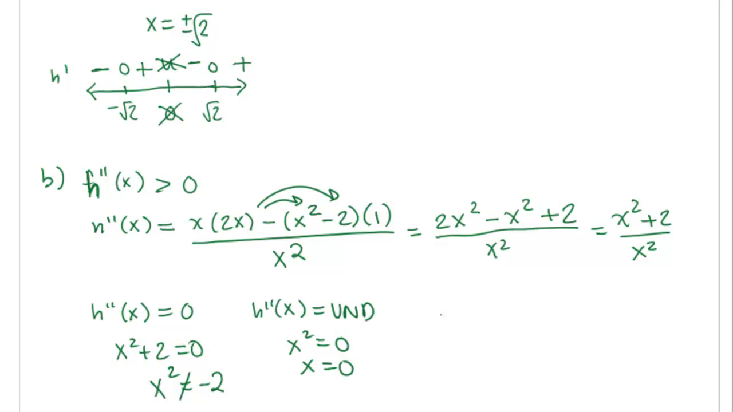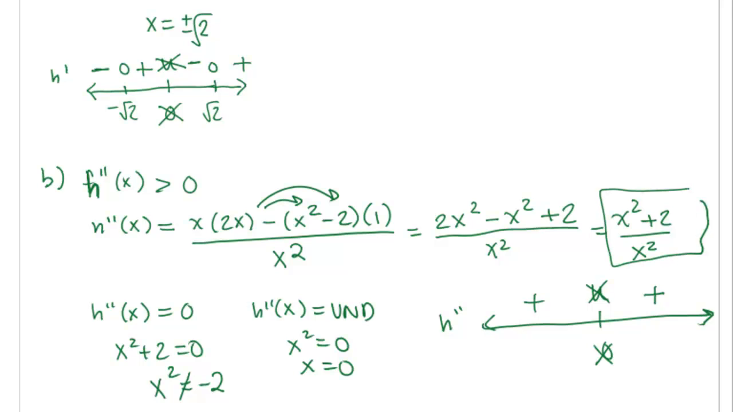So on my sign chart, I have that at 0, we're undefined because it's not in the domain. I have negative 2, I have nothing else. And no matter what value I put into the second derivative, I'm always going to get a positive.